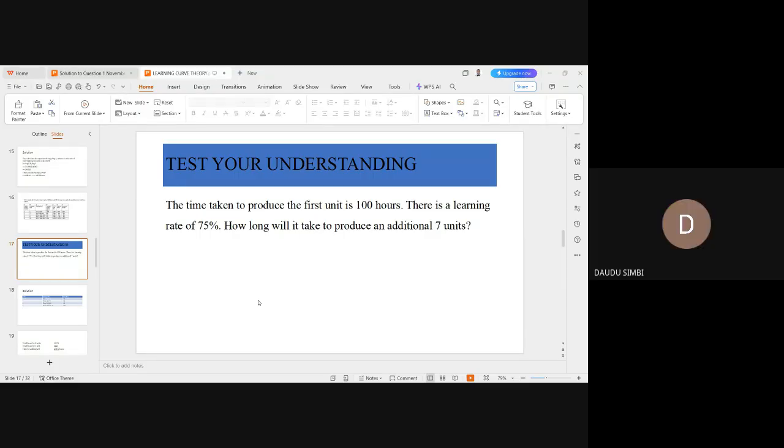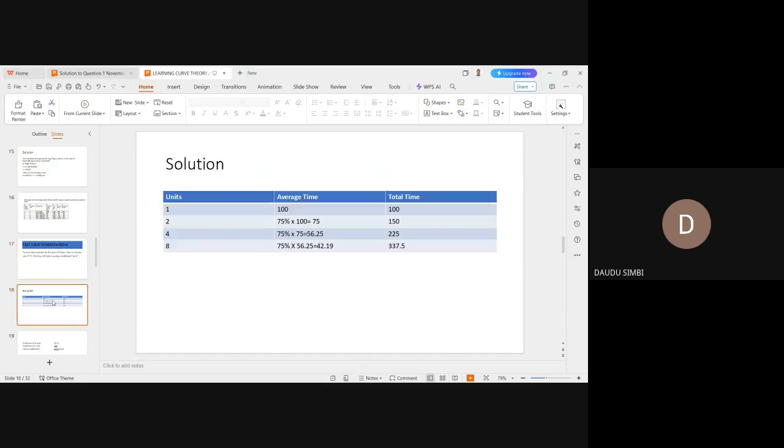Sir, to get that 7, will it be the 100 minus the 42 for 8? Yes. Once you multiply 8 by 42, the total time for 1 unit is what? 1 times 100 is what? 100. So 337.5 minus 100 will give you what? I used the cumulative time per unit. So this is it, 100. That's 237.5.